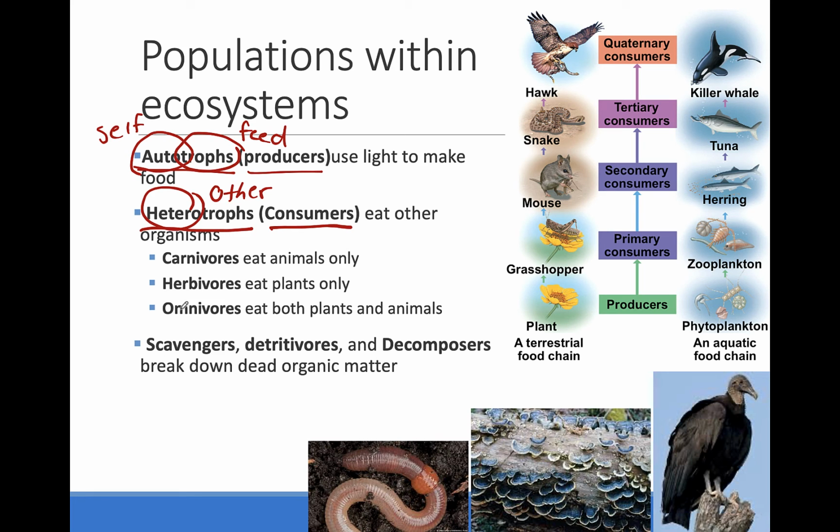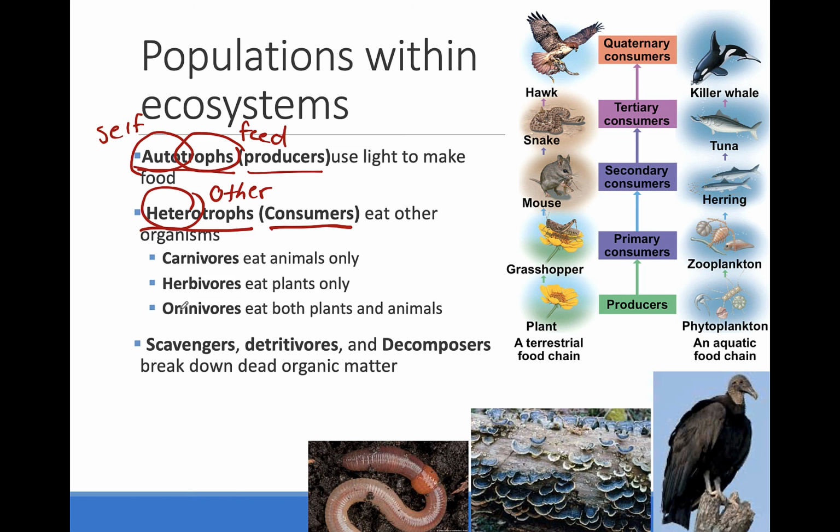The vulture is a scavenger. They find dead animals and eat them. The mushrooms are decomposers. They don't have a mouth. Instead, mushrooms release enzymes to break down organic matter like rotting trees, and then absorb the nutrients that they need. Decomposers are important to ecosystems because they release nutrients back to the soil to complete nutrient cycles.